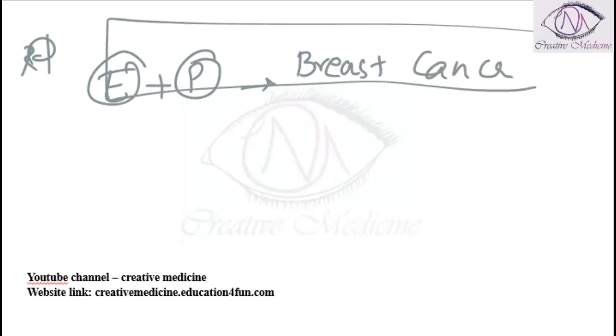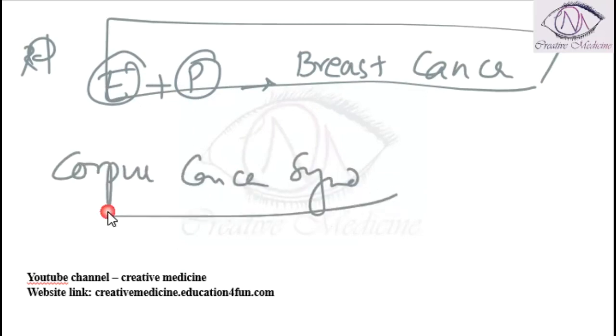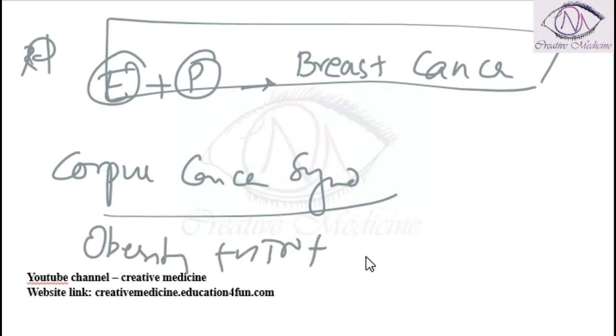There is something called as corpus cancer syndrome. In corpus cancer syndrome, if the patient has obesity and hypertension and diabetes, then there will be increased chances of endometrial carcinoma.